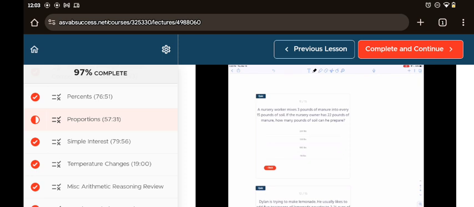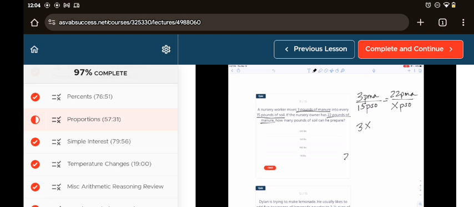Number 11 says, a nursery worker mixes 3 pounds of manure into every 15 pounds of soil. If the nursery owner has 22 pounds of manure, how many pounds of soil can he prepare? So 3 pounds of manure for every 15 pounds of soil. So 3 pounds manure, 15 pounds of soil. And he has 22 pounds of manure, so 22 pounds manure, x pounds of soil. So now let's cross multiply.